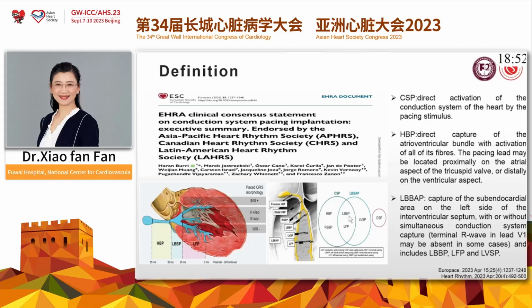And also this year, the EHRA clinical consensus statement on CSP, conduction system pacing, also gives the definition of LBBAP. Here, LBBAP was defined as capture of the subendocardial area on the left side of the interventricular septum with or without conduction system pacing. It also includes LBBP, LFP, and LVSP.